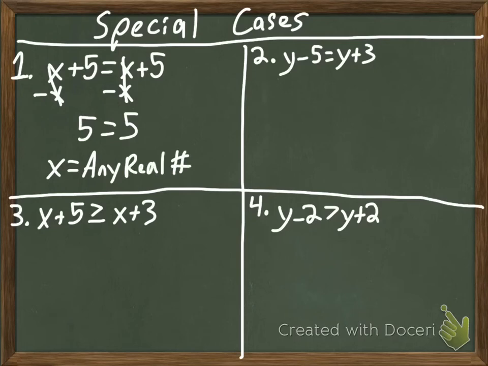What that means is that if you get an answer like this, where 5 equals 5, 2 equals 2, -1 equals -1, it means that no matter what number you put in for x, it will always make this statement true.